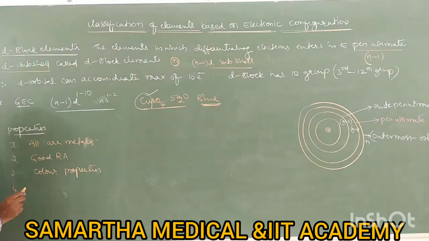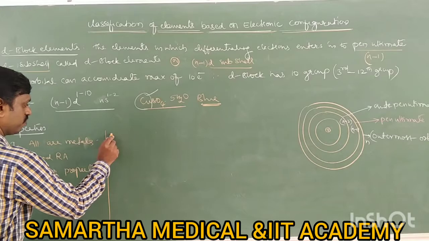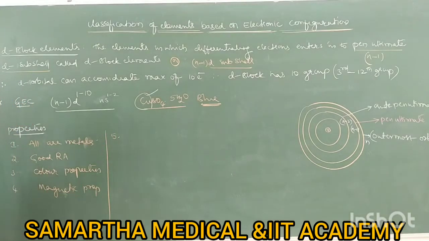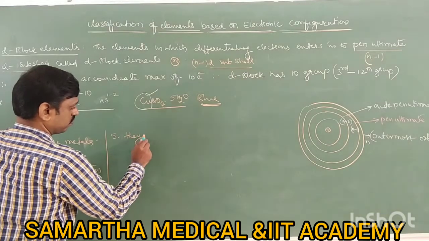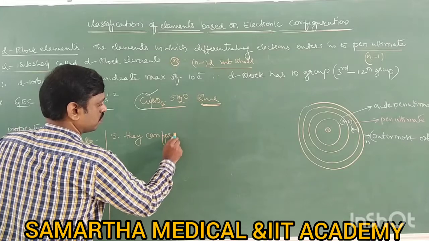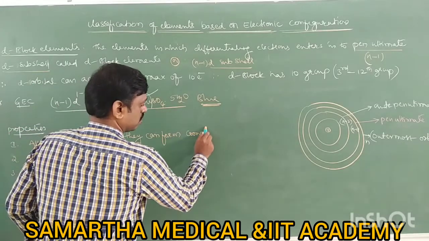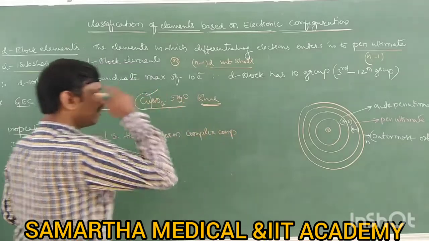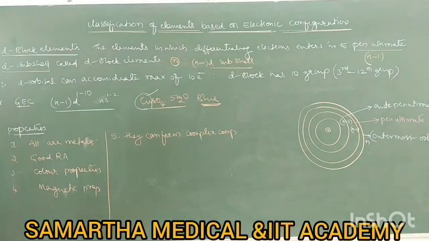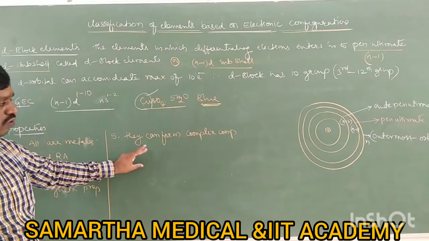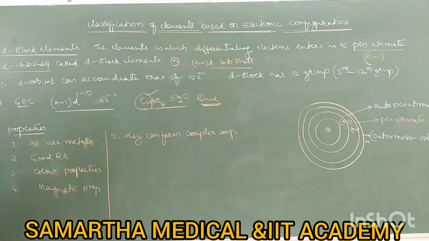Next, most of the d block elements can exhibit magnetic property. And next, the 5th one, most of the d block elements can form complex compounds. So what are complex compounds? We will study later, in second PUC, it is not in first PUC. You need not bother about it now. We just remember the complex compound name. So these are some important properties.